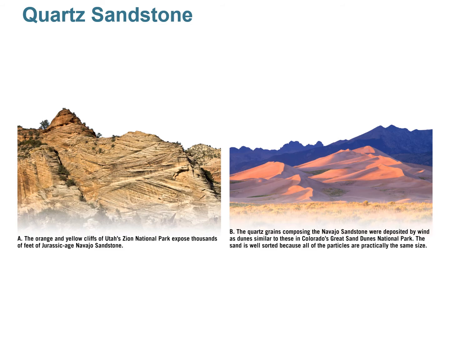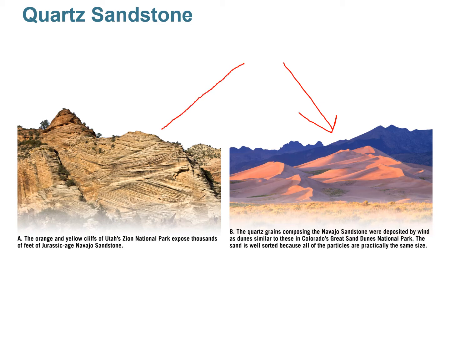And then these are the environments where we find them. This is the modern environment where it would form, or one of the environments. This is the Colorado Great Sand Dunes National Park, where we see these beautiful white sand dunes form and move with the shifting winds. That can be preserved in sedimentary rocks.